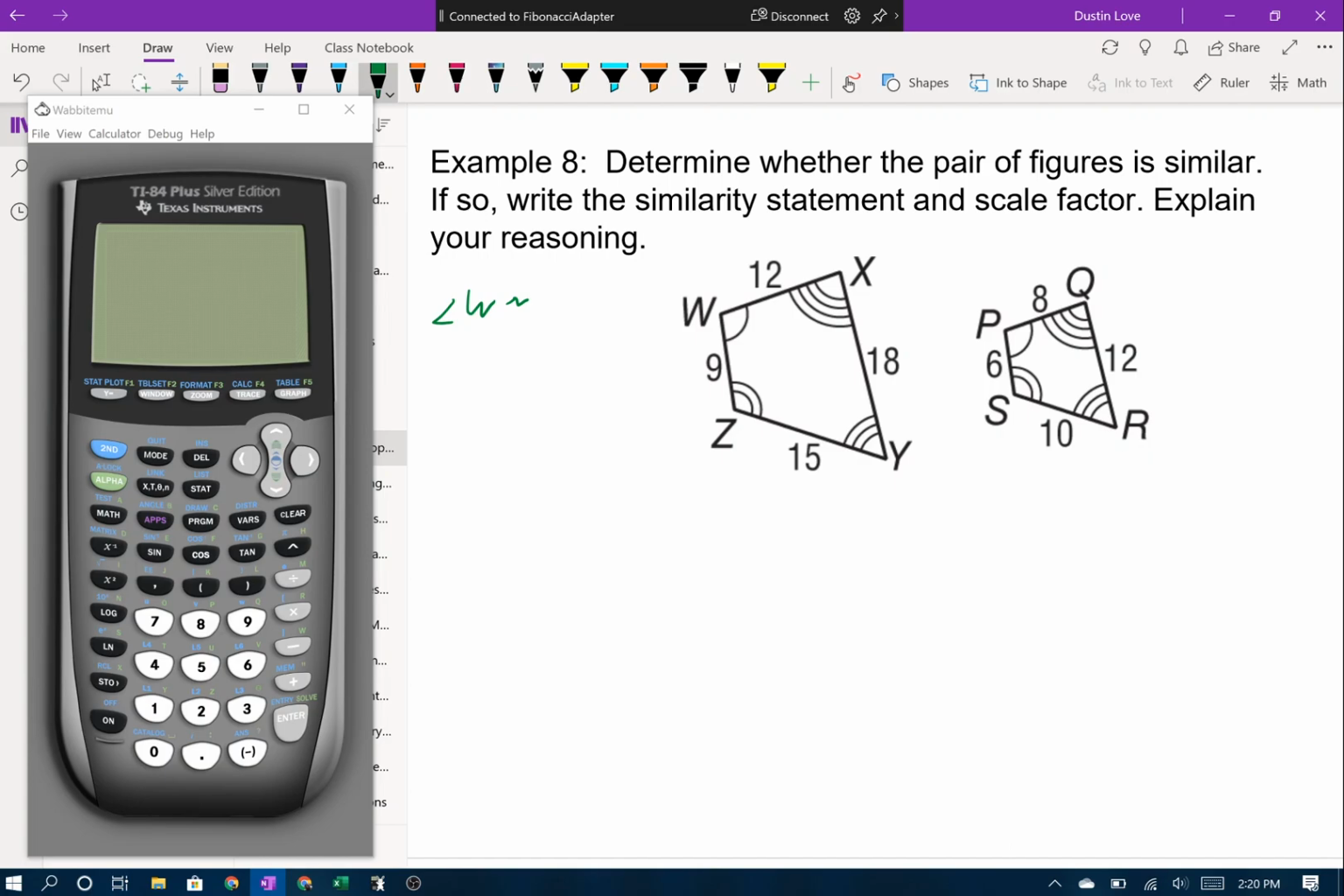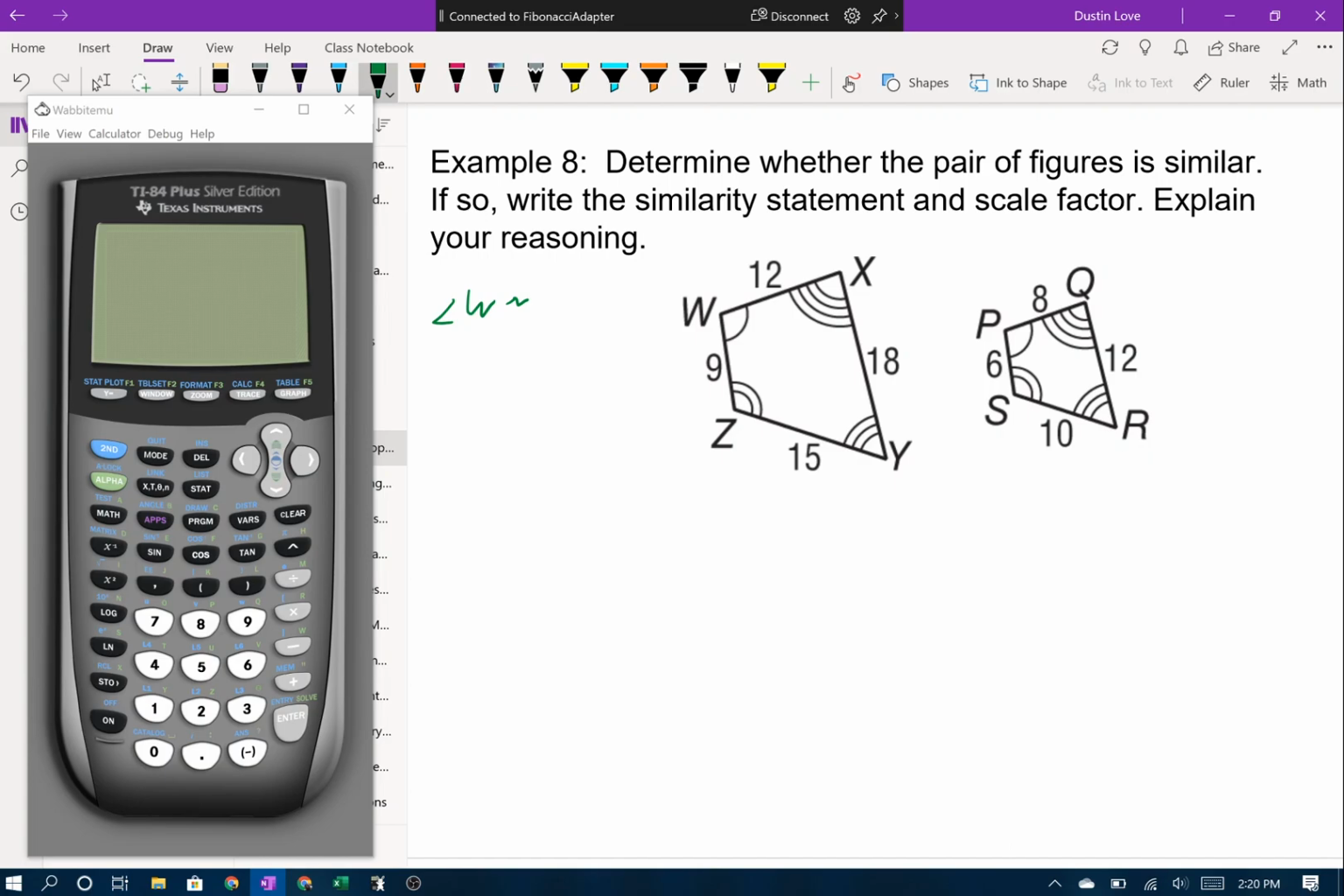Now for proportionality, I've got to do a little bit more work. Which side is going to correspond to the 9, to WZ? PS. I'm going to make a fraction out of those two. So I've got 9 over 6, and then reduce it. What does it reduce to? They have a common factor of 3, so it's 3 over 2. All right, now I'm going to do it with 15, which is corresponding to 10. 15 over 10 reduces to 3 over 2.